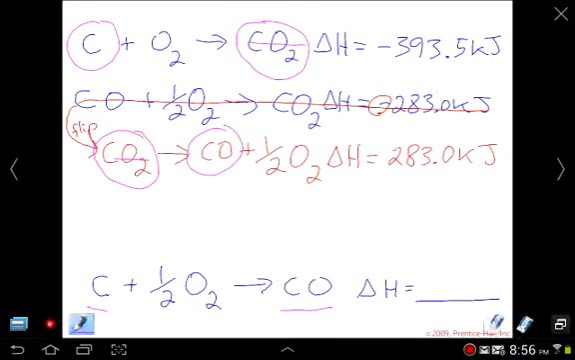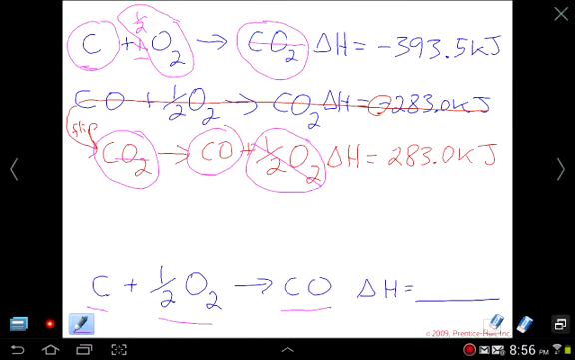They will cancel out. Our oxygens, we have half an oxygen here, and we have a whole oxygen here. Remember, there's an invisible 1 there. So this half oxygen will cancel out with this half, leaving us half of an oxygen on the left side, and that's exactly what we want to have in our final product. So you can actually see that we are left with these three substances.